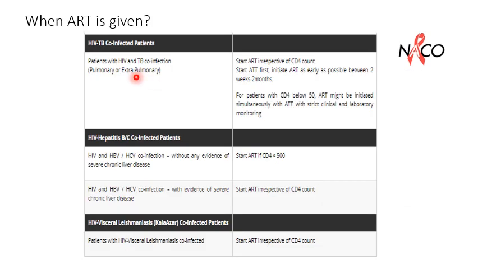And when the patient is co-infected with TB, HIV-TB co-infection, the patient has to be started on ART irrespective of CD4 count. When starting ART and ATT, anti-tuberculous therapy, which one should be started first? Suppose you see a patient who has both HIV and TB, which treatment will you start first? You always have to start ATT first, and then initiate ART as early as possible, within a period of 2 weeks to 2 months. So why should ATT be started first? Because when you start ART, what happens? The patient's immune status improves.